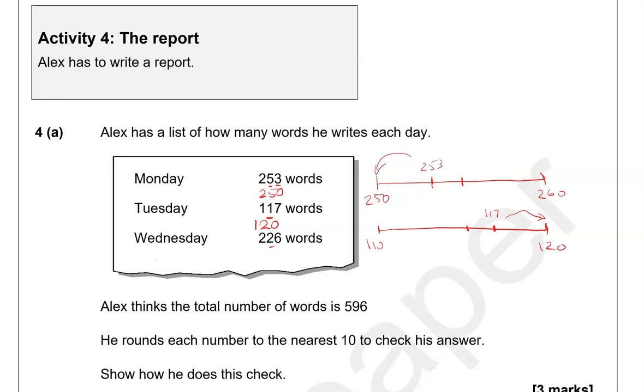Now we've got 226. So it is between 220 and 230. 225 is here, so 226. Again, this is closer to 230. So anything that is halfway through and above is going to be rounded up. Anything under that halfway is going to be rounded down.